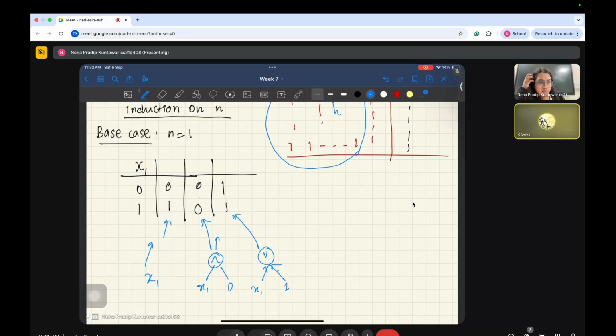If the value of x1 is 0, focusing only on the first row, I can keep it as 0 or I can make it a 1. But if the value of x1 is a 1, I can keep it as a 1. But then how can I make it a 0? So probably the third column is not correct.